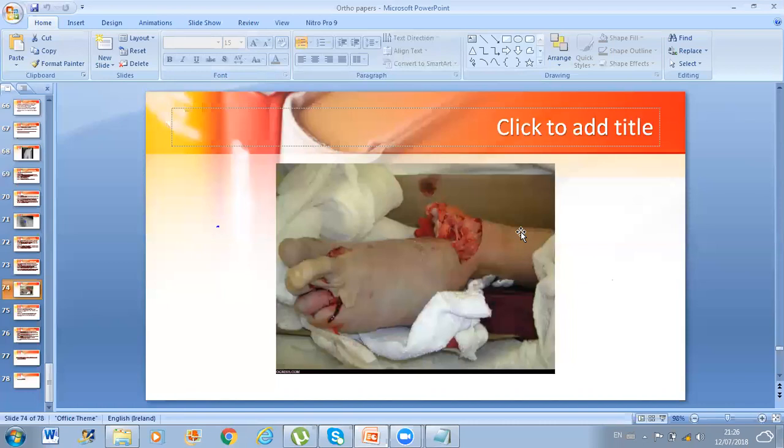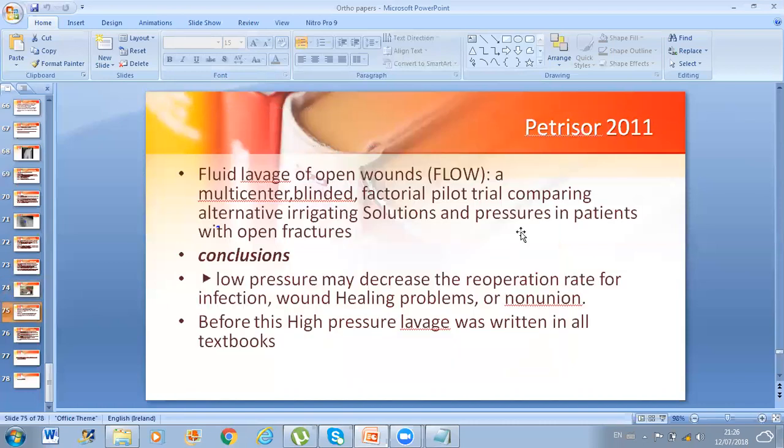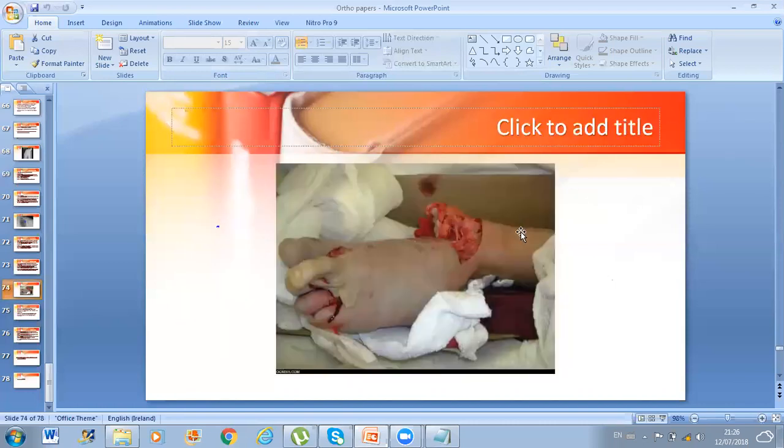Let's see some of the articles over here, then I will discuss. And by the way, what type of lavage will you do? The pulsatile lavage, heavy pulsatile. High pressure or low pressure? Sir, high pressure. Okay. Low pressure. Abid, when I was going for the exam, it was high pressure.